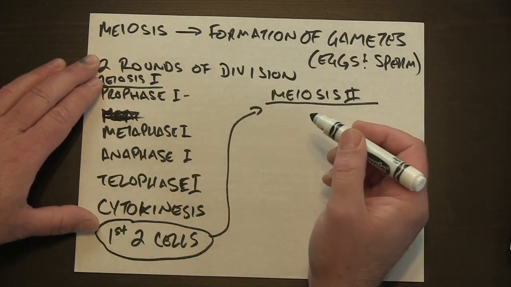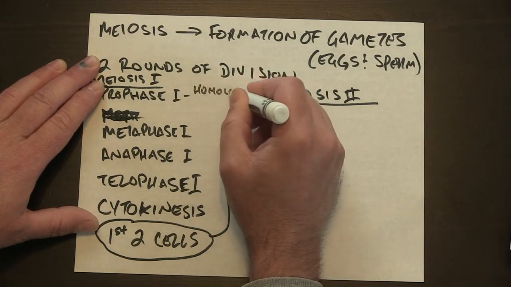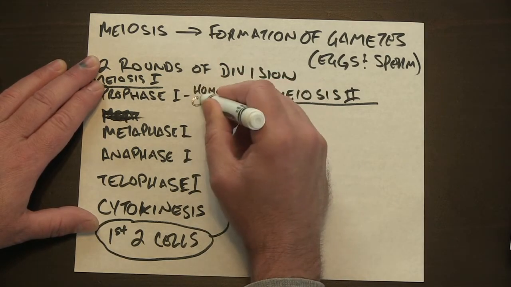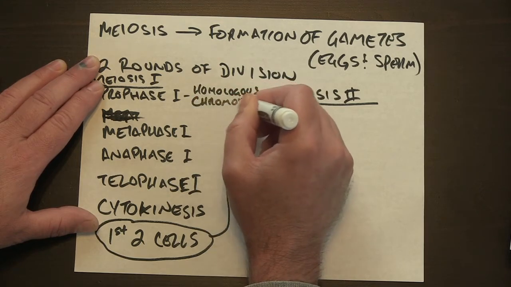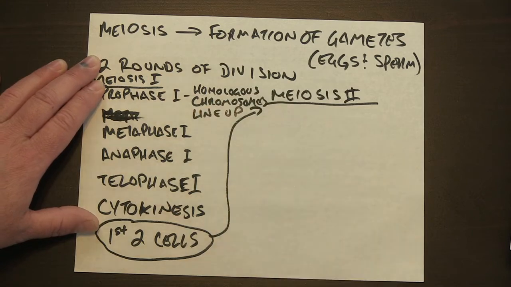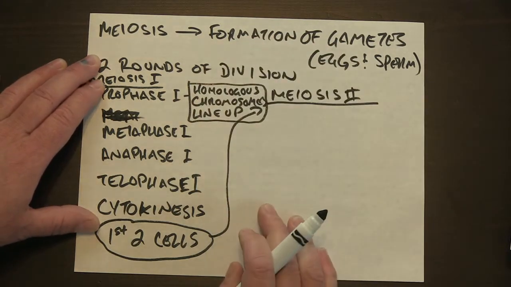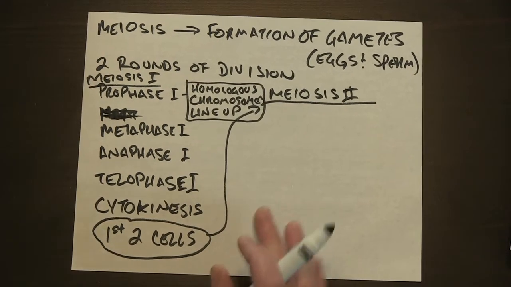Okay. One of the important things to remember is that during prophase 1, the homologous chromosomes line up together. Okay. And I had someone ask me after class the other day that they didn't really understand the idea of a homologous chromosome. It's pretty important for you to understand that. Otherwise, this is probably not going to make a lot of sense.